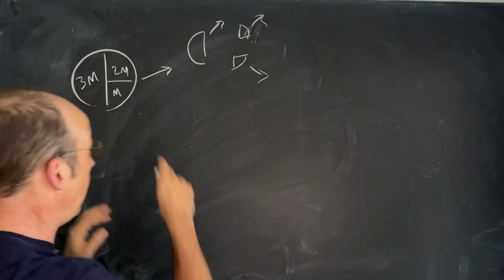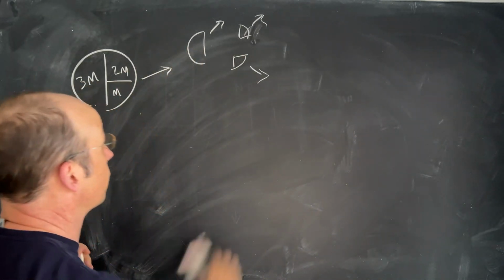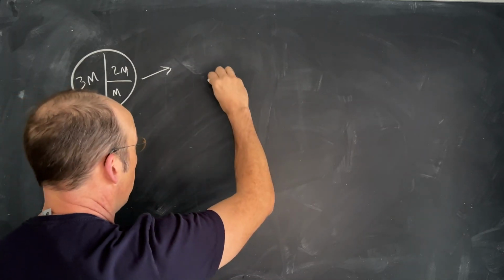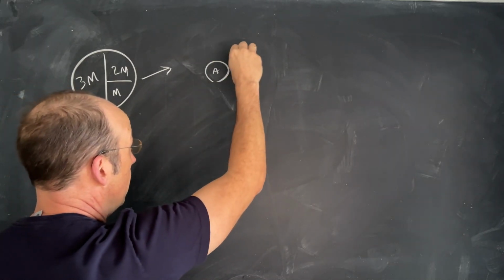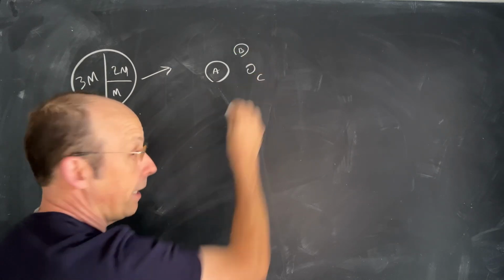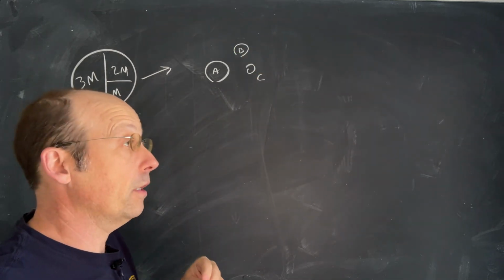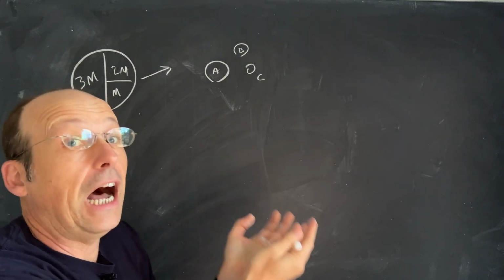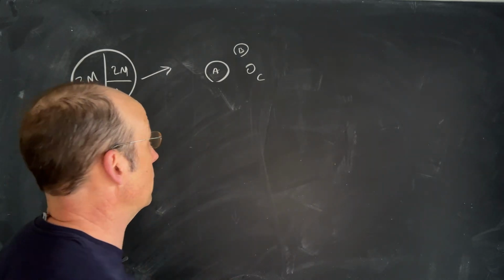So let's say that I have these 3 pieces, and let's just draw them as 3 spheres for right now during the explosion. I'm going to call this A, B, and C, and they all have different masses. But they start with the same velocity, but not the same momentum because they have different masses.